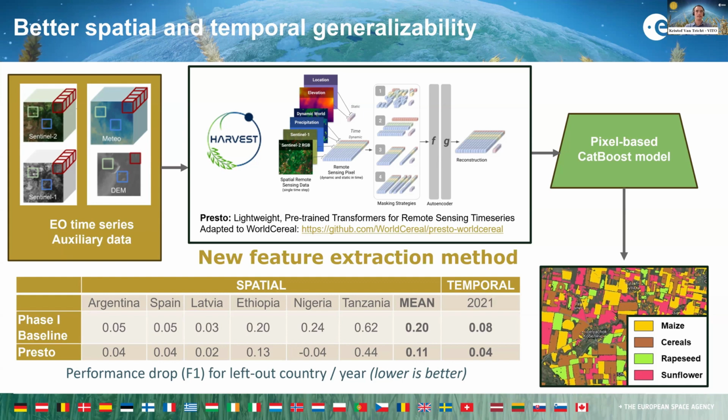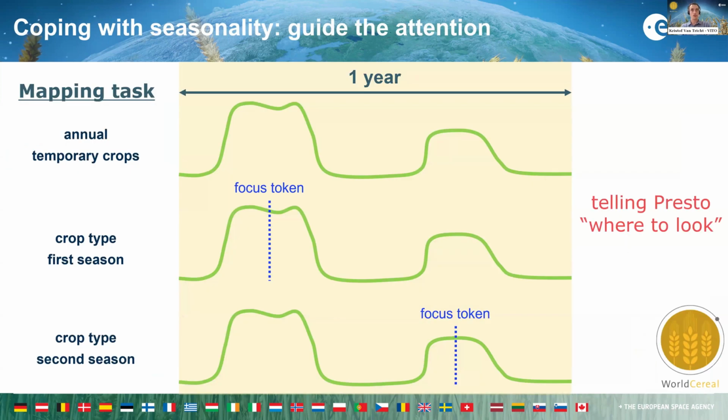Of course, there is always in crop type mapping the challenge of coping with seasonality. So we had to work with the Presto team on adaptations of Presto on how to make sure that we can actually detect crop types in the seasons of interest. And so what we added in Presto is the ability to tell the model where to look for our crop of interest. And so basically from the same amount of information that we feed to Presto, which is 1 year of data, we are able to take out 3 kinds of information streams.